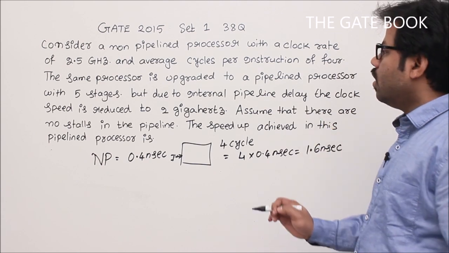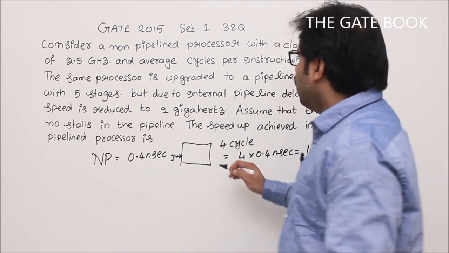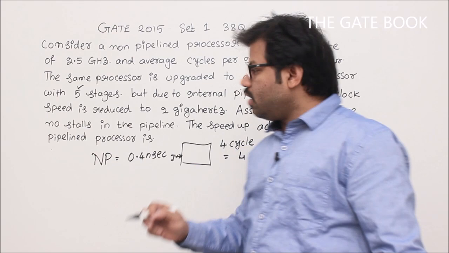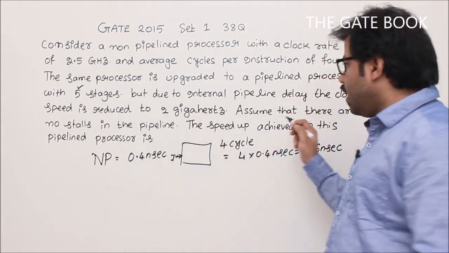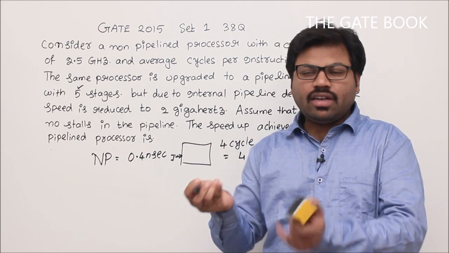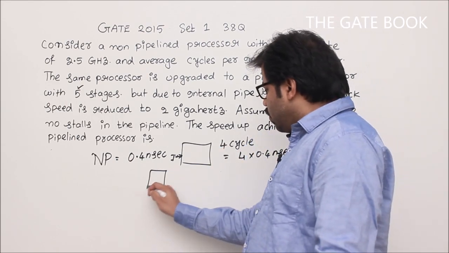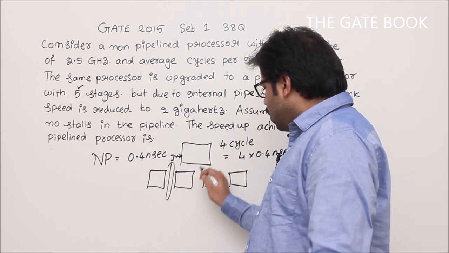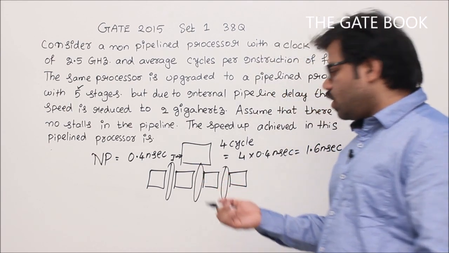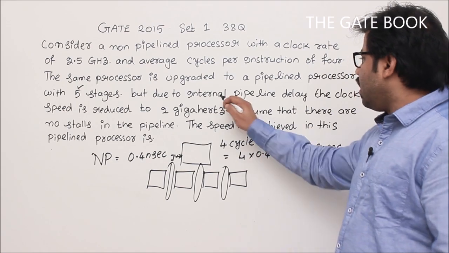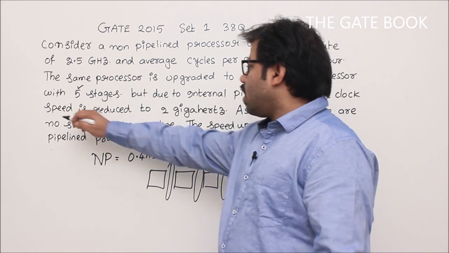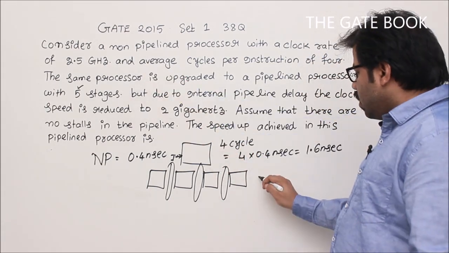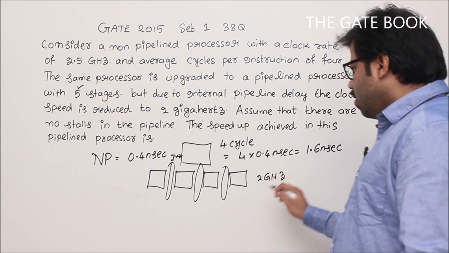Remember that point. Now the remaining information: such a processor is upgraded to a pipeline processor with 5 stages. But due to internal pipeline delay, because we keep buffers, this is your new pipelining model, where you will be adding some buffers between stages and some extra hazard circuits, everything. Because of that there is a delay, and clock speed is reduced to 2 gigahertz. So it was 2.5 gigahertz, now it is 2 gigahertz.